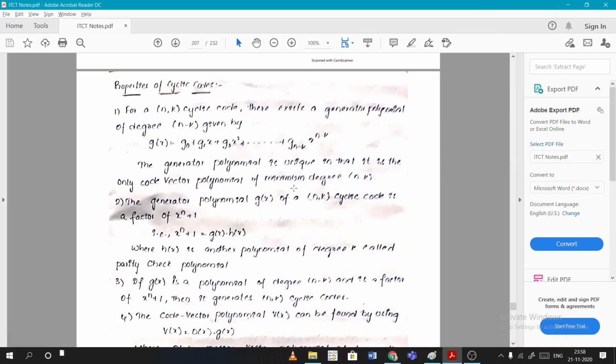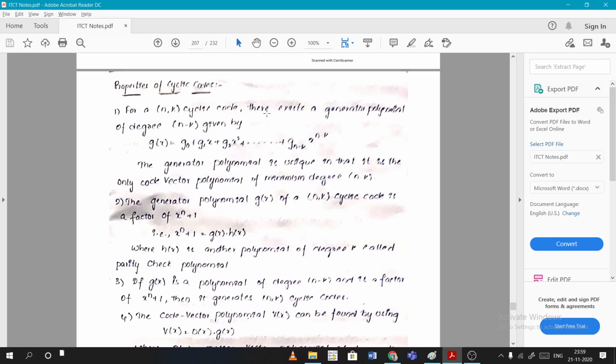In this video, let's see properties of cyclic code. For an (n, k) cyclic code, there exists a generator polynomial of degree n minus k, given by g(x) = g0 + g1x + g2x² + so on up to g(n-k) x^(n-k). So basically the highest degree is n minus k. This generator polynomial is like a generator matrix in the linear block code. How we wrote a generator matrix, same here it is a generator polynomial.